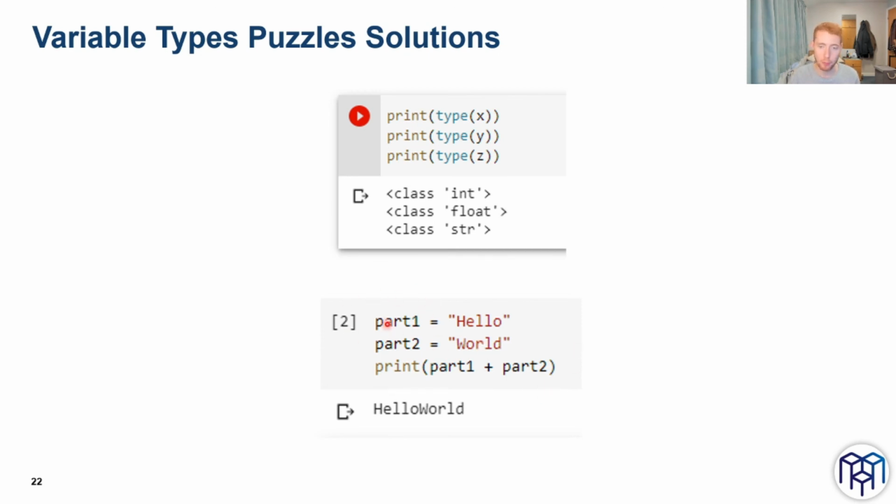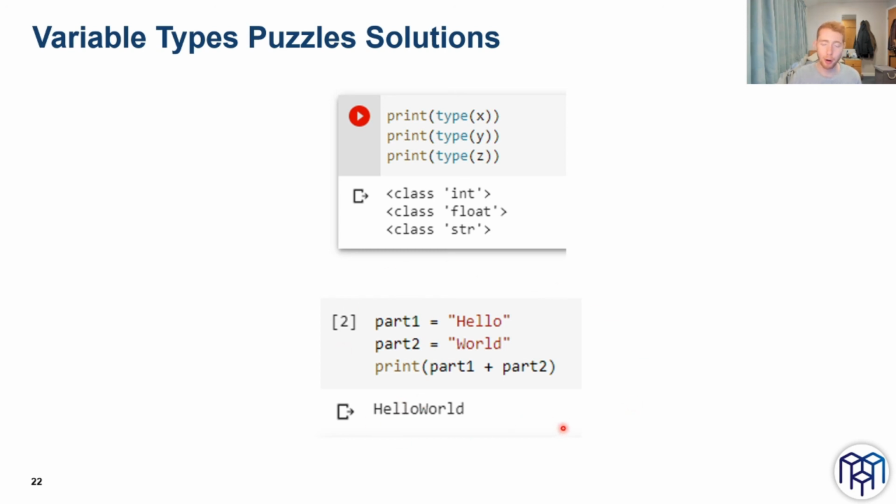So I create two variables here. The first is part one, which is set to hello. The second part is world. And I add those two together and I get hello world as a single string. Normally if we had put a comma there, we would have got a space between these. But this is just a single input now, which is hello world, no space. And that's fine for something like this.